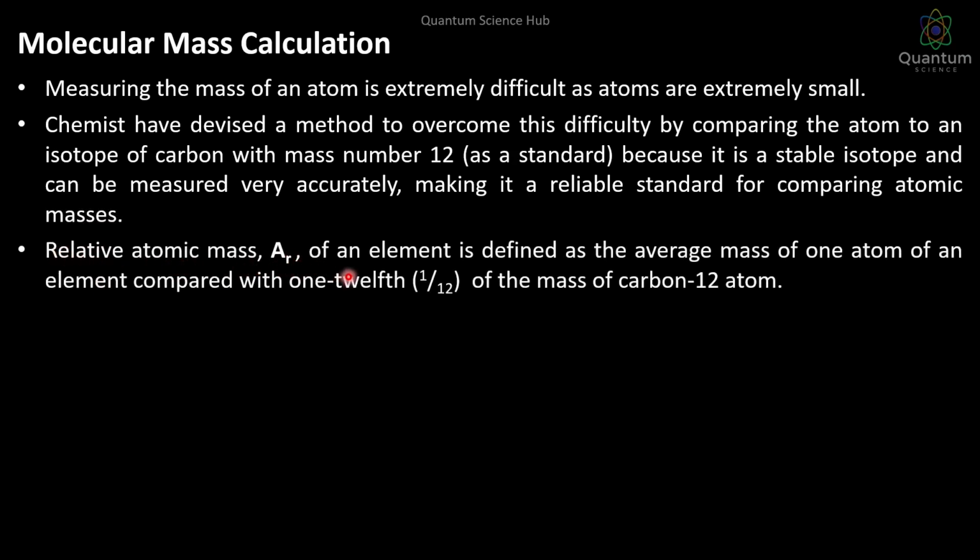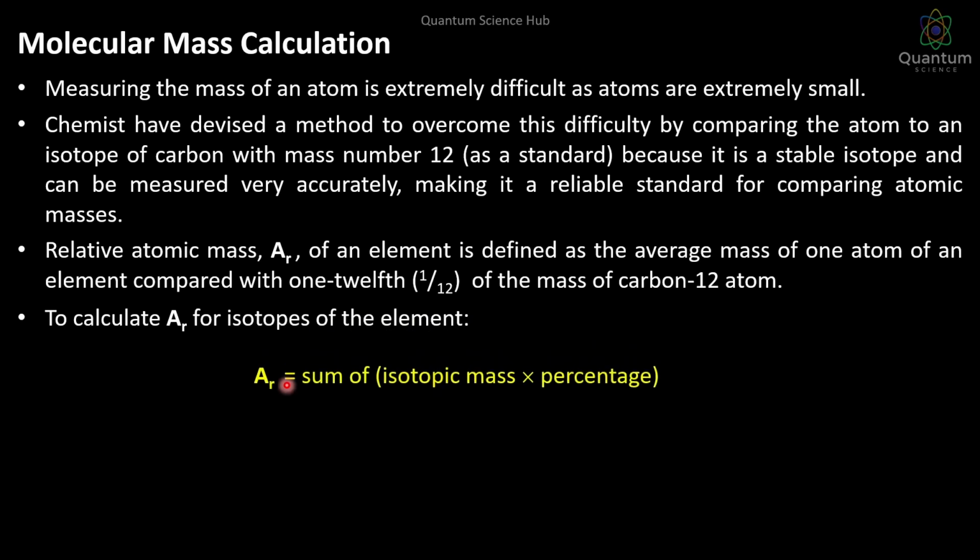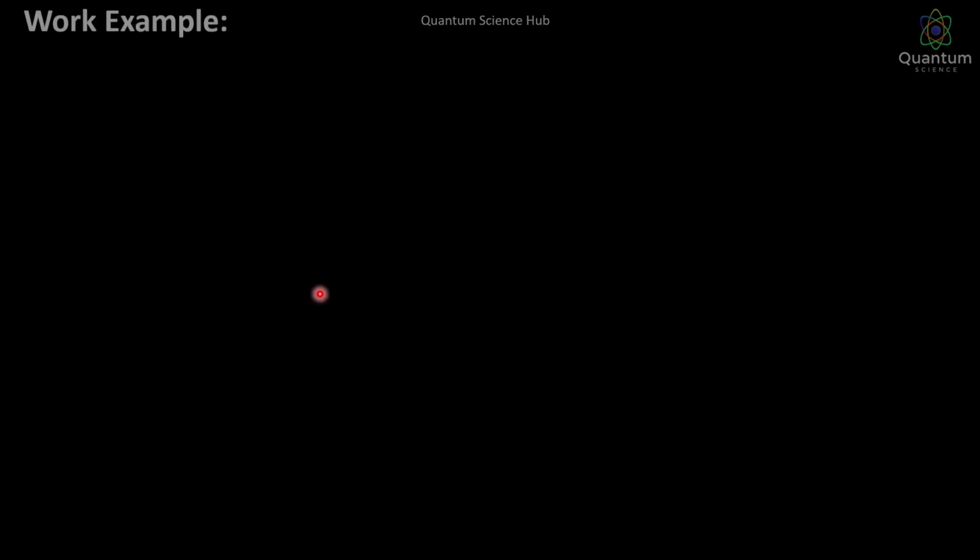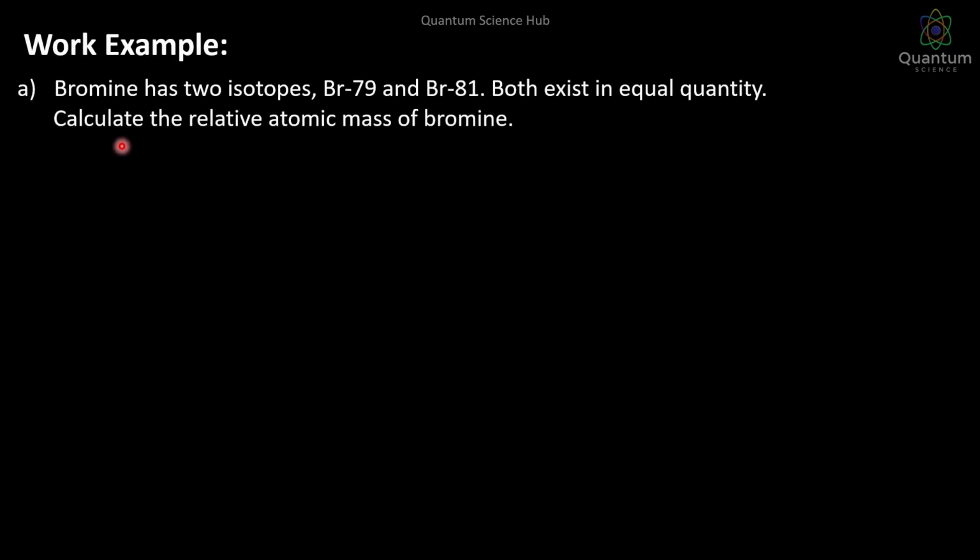Relative atomic mass, or Ar, of an element is defined as the average mass of one atom of an element compared with 1/12 of the mass of a carbon-12 atom. To calculate relative atomic mass for isotopes of the element, this is the formula: sum of the isotope mass times the percentage. Now please look at the word example here. Bromine has 2 isotopes, Br-79 and Br-81. Both exist in equal quantity. Calculate the relative atomic mass of bromine.